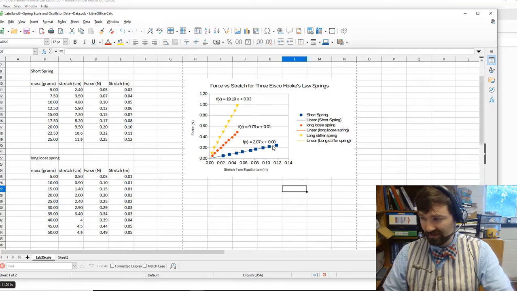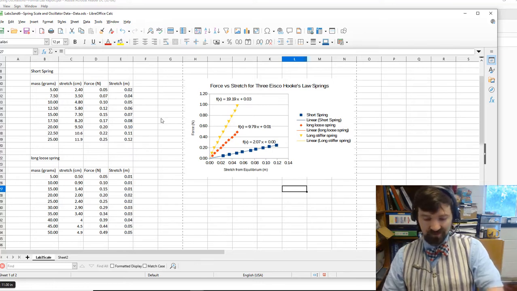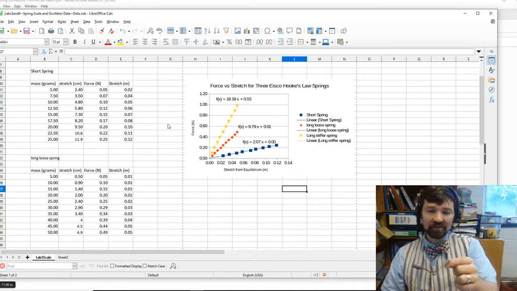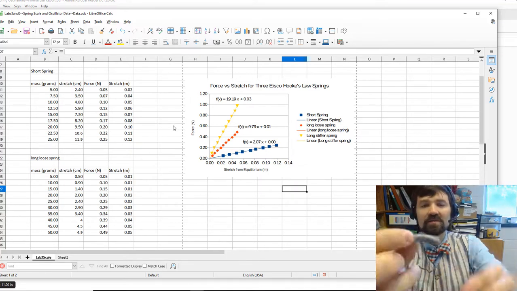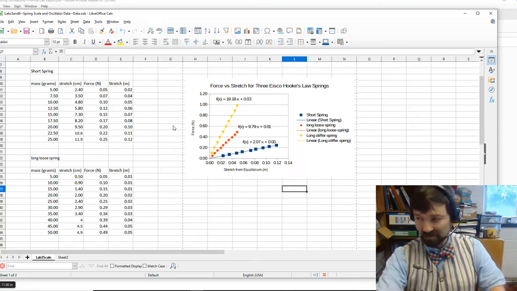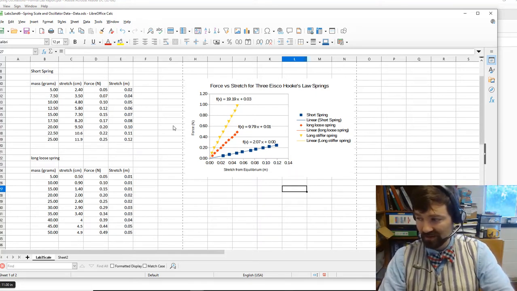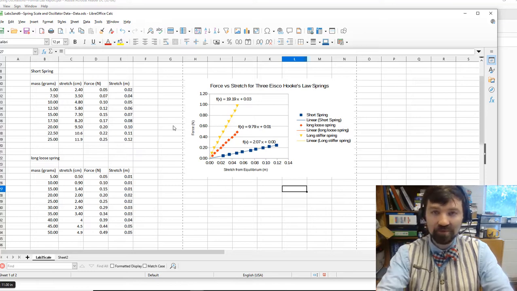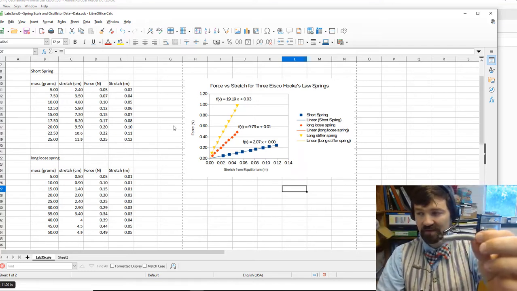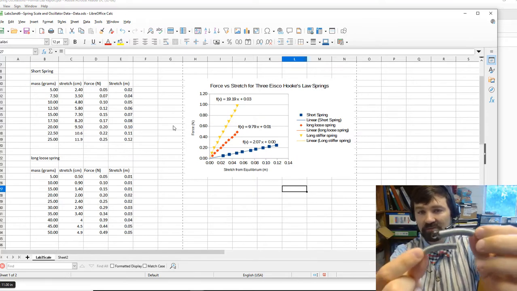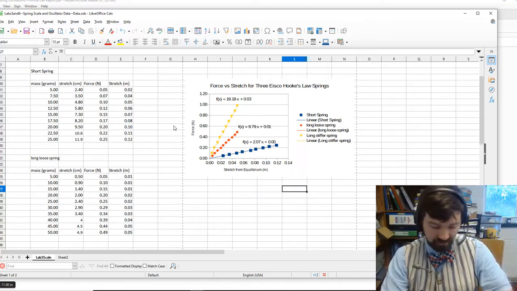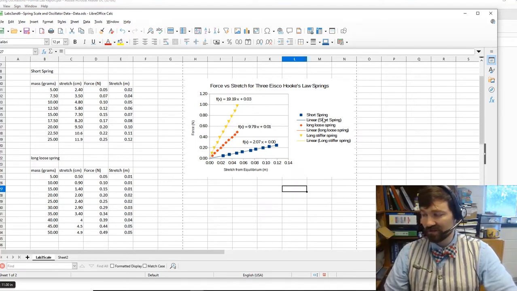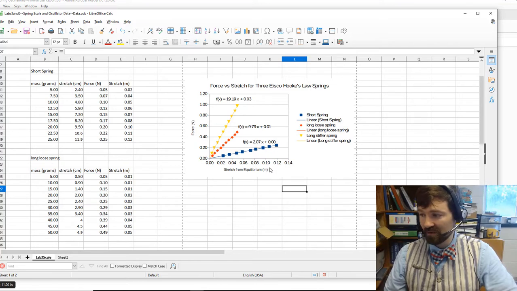There is a little key to the side. Blue square represents the short spring, so basically this shorter spring that came in the set that I got. The red square is the longer but looser spring, this one right here. And then this one right here is the yellow triangles. So red diamonds, yellow triangles. Okay, and that's all shown on this graph.